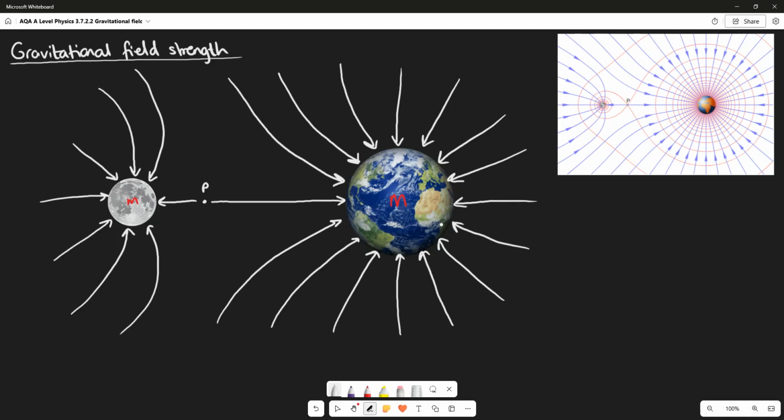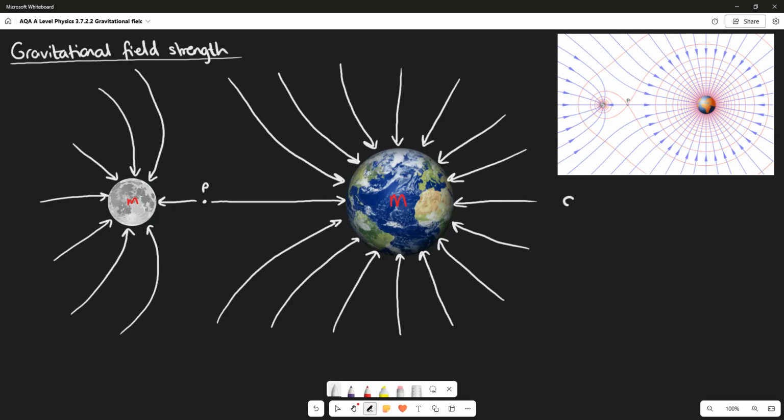The Earth's gravitational field strength is stronger than that of the Moon's, and we can see that because the field lines are closer together. In spaces where there are very few field lines, this is where gravitational field strength is the weakest.